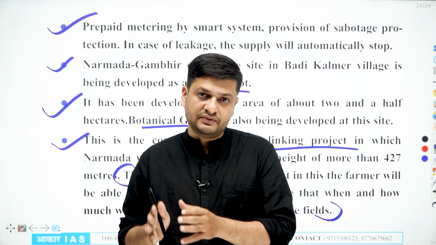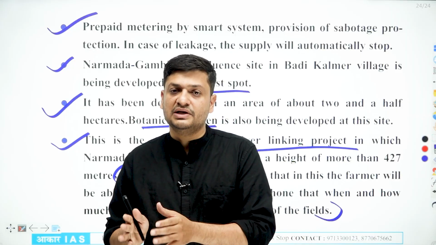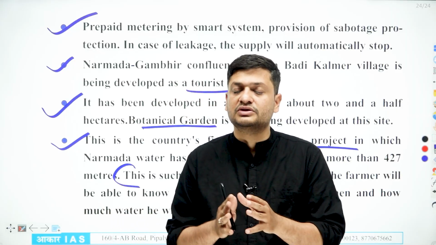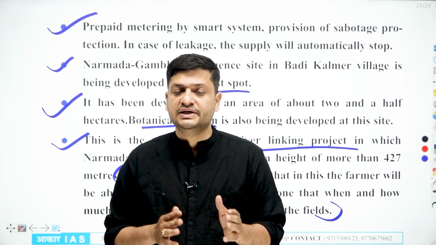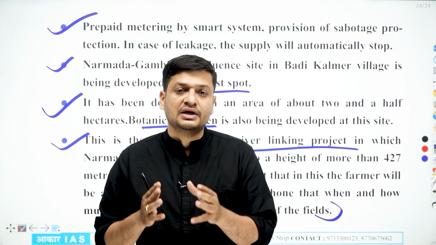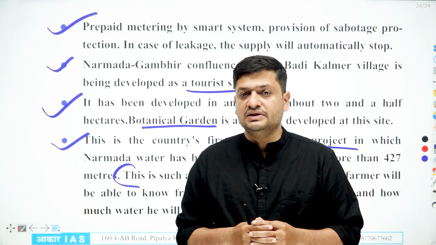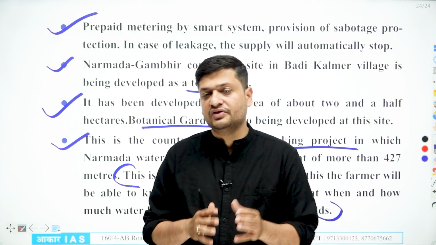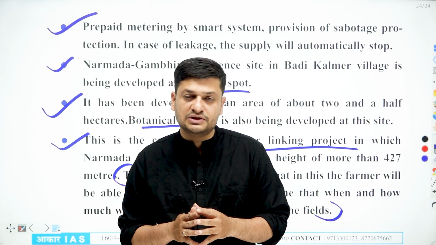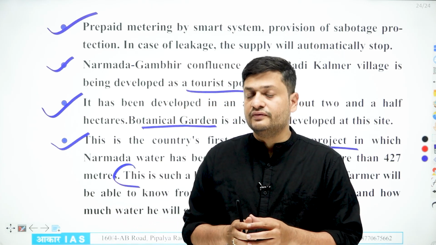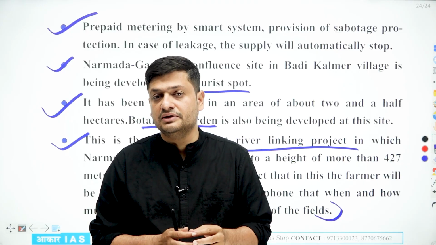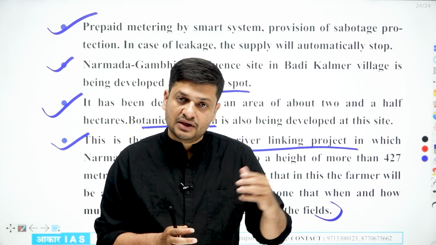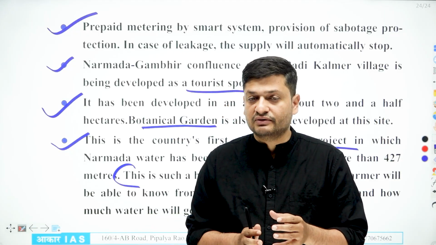In the last lecture, we understood the Narmada Shipra linking project, and we discussed all the important facts as well as the mapping part. We saw how the work was done against gravity. The same is the case with the Gambhir linking project. It is the first project in India where the water has been lifted to a height of 427 meters, and more than 160 villages are benefiting from it.